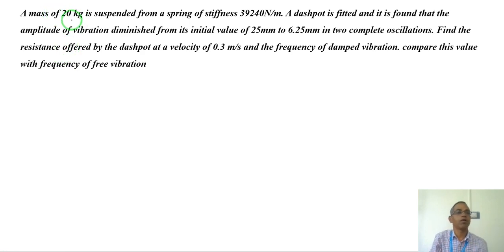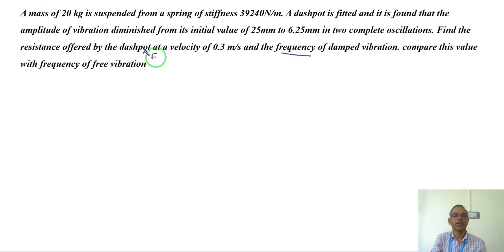A mass of 20 kg is suspended from a spring of stiffness 39240 Newton per meter. A dash pot is fitted and it is found that the amplitude of vibration diminished from its initial value of 25 mm to 6.25 mm in 2 complete oscillations. Find the resistance offered by the dash pot at a velocity of 0.3 meter per second and the frequency of damped vibration. This is asking to find out the frequency of damped vibration and the resistance offered by the dash pot.